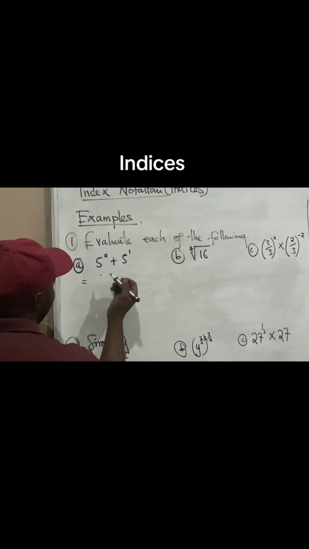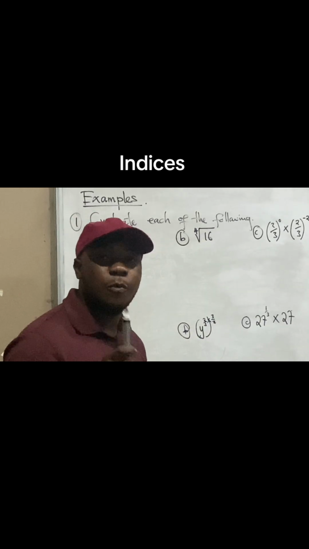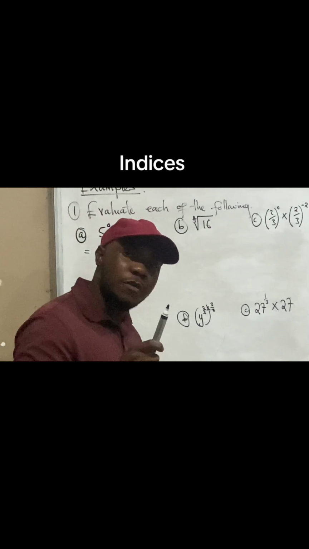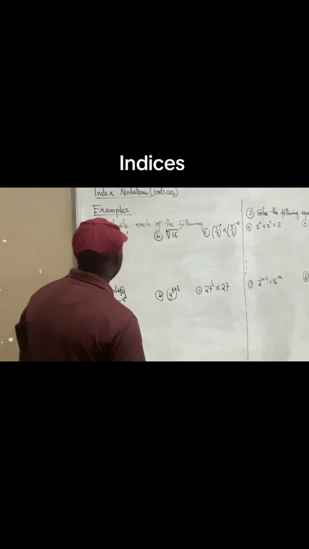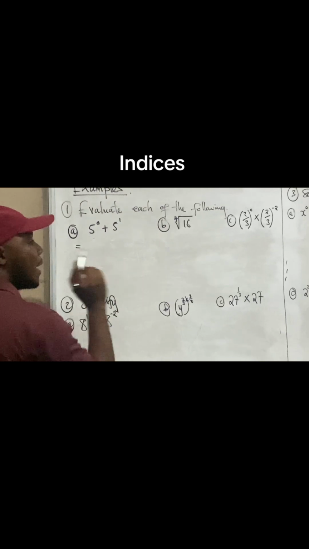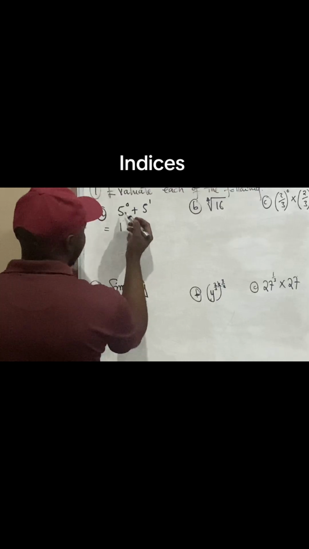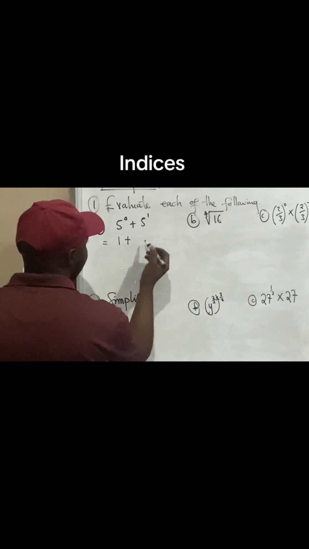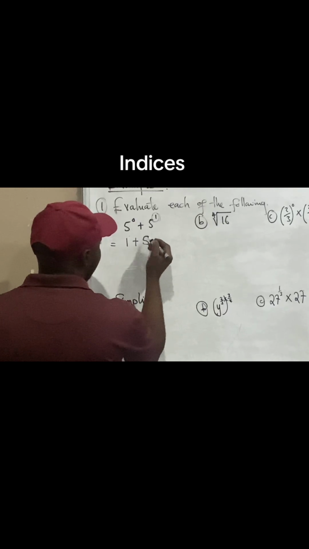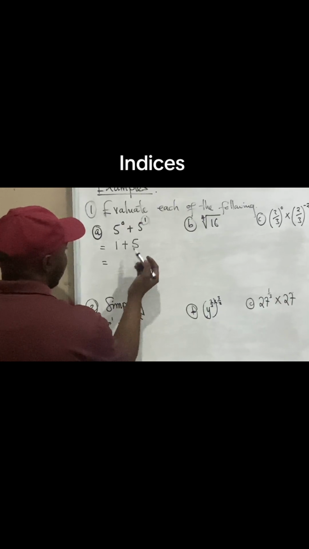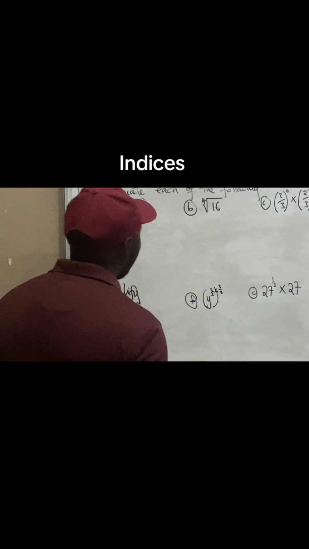Looking at the question given to us, we're going to start with the first one. The rules of indices, by the way, I'm going to explain clearly using both English and Nyanja. Any number to the power 0 is 1. So here we can see 1, then we're adding. Any number to the power 1 is the number itself. So when you add, we're going to get 6. Meaning 6 there will be our final answer.